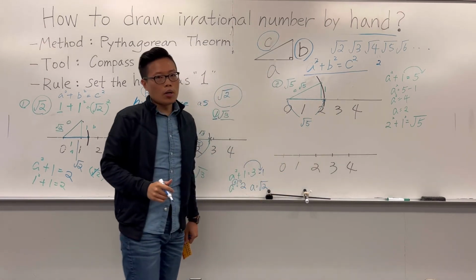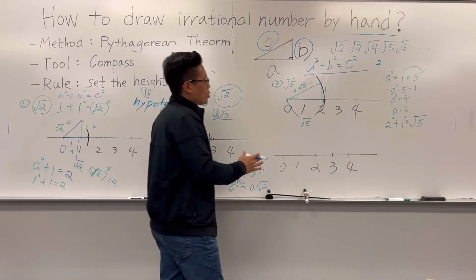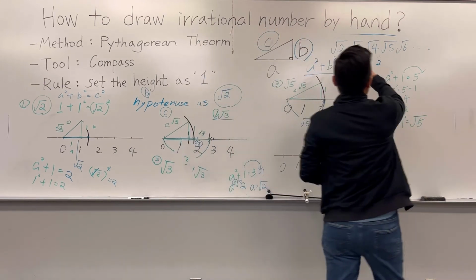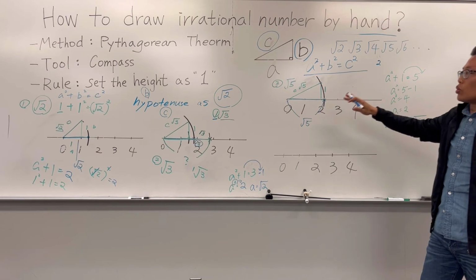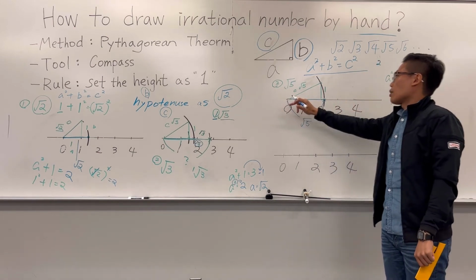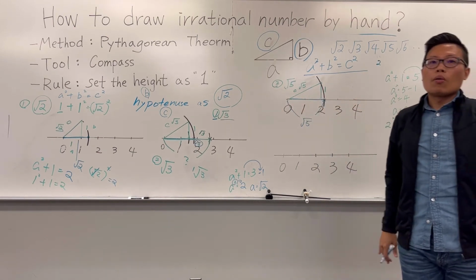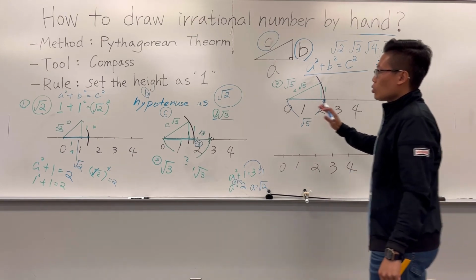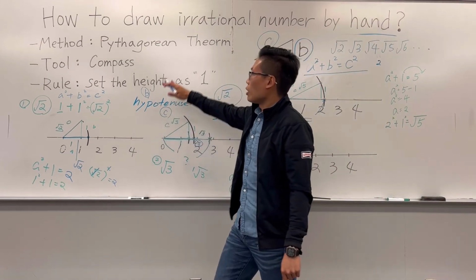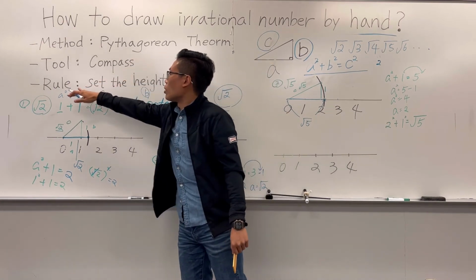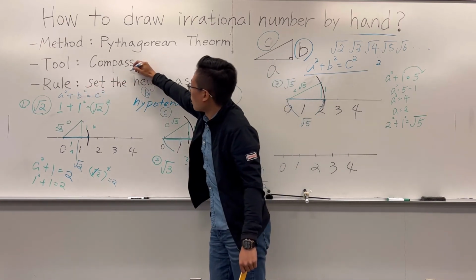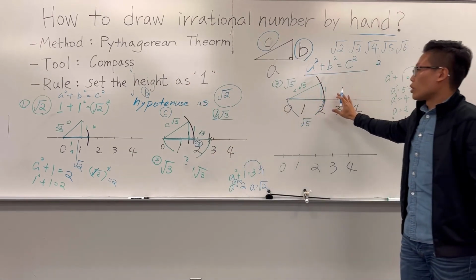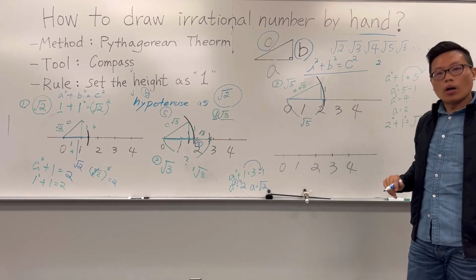All right, in your homework, I will give you some irrational numbers like this, and you have to draw those irrational numbers on the number line. That's what we're going to do in your homework. You need to follow my steps: use the compass and follow my rules, one rule here, one rule here, and you will get the answer for your homework.